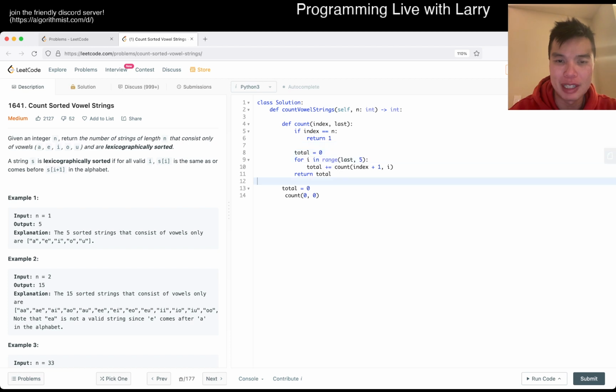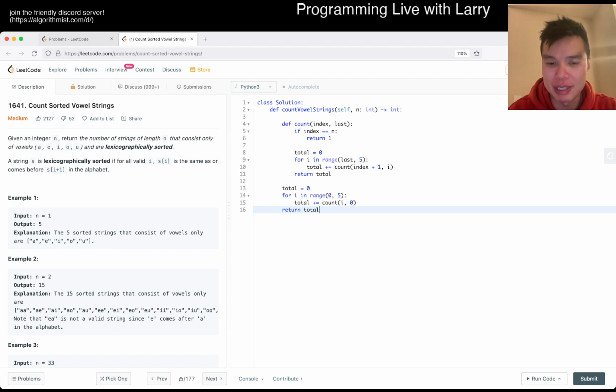Now you have total is equal to 0, and then basically we're choosing the first character, and then summing it up, with the first character being the number i, which corresponds to a vowel. For each of those we have to start from i, because it has to be lexicographically sorted.